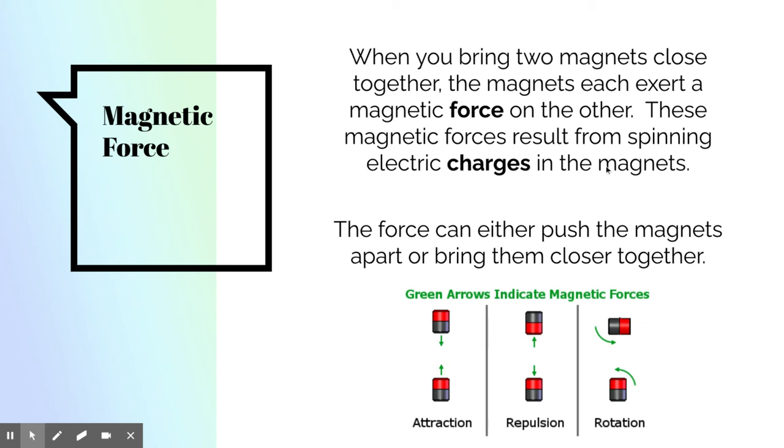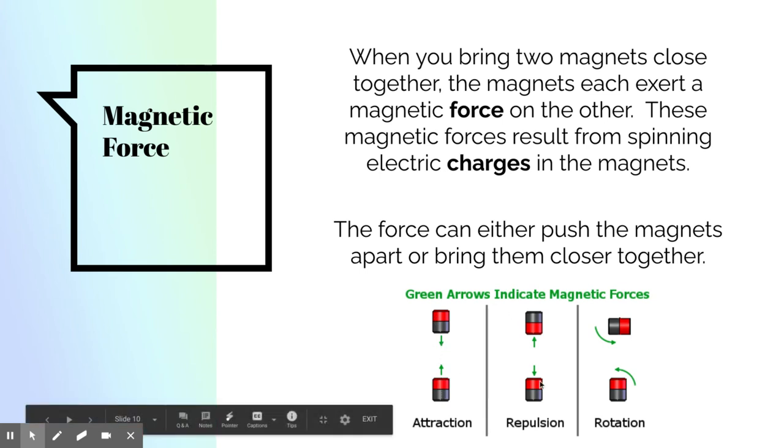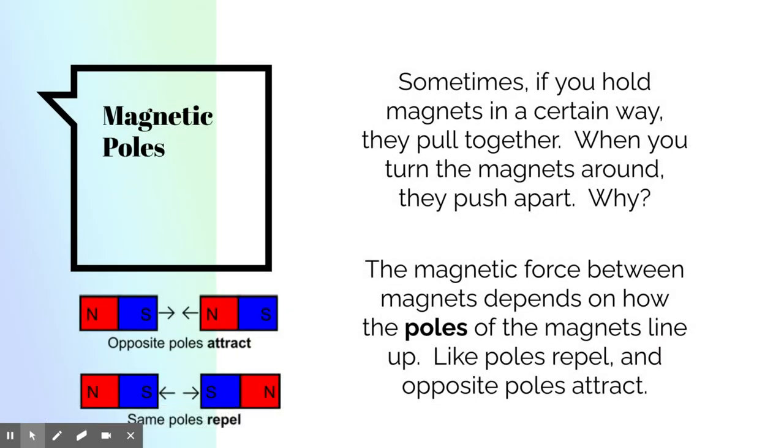For now, all we need to know is that sometimes magnets will be attracted to each other, they may be repelled or repulsed from one another, or they may even rotate too. Okay, so let's get the lowdown on when magnets do each of those. If you hold a magnet a certain way, they'll pull together. But if you flip the magnet around, you may notice that it will actually push apart. Sometimes you try to put 2 magnets together, and it almost feels like there's an invisible force field trying to keep them apart. That would be magnetic force.